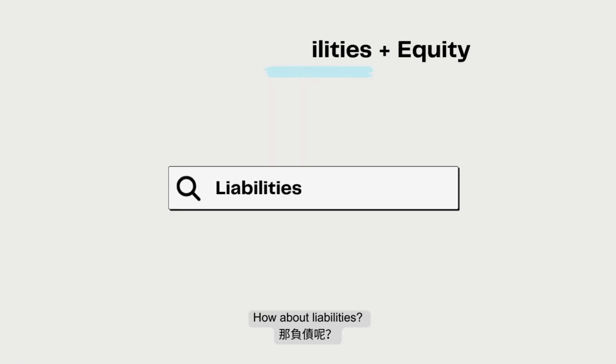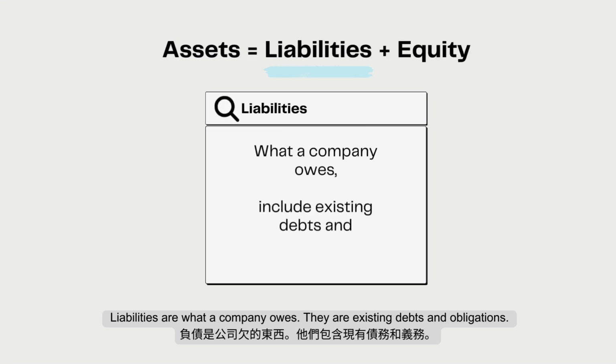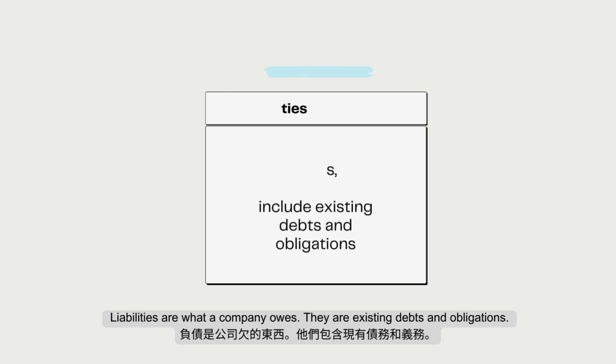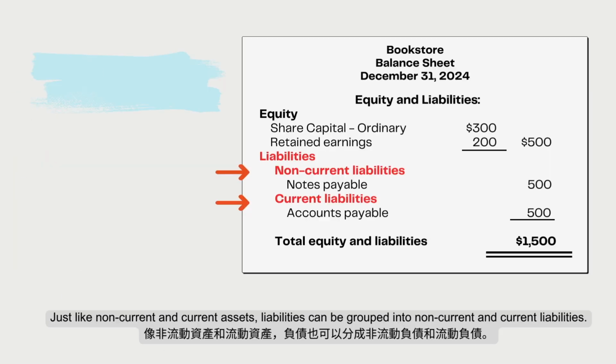How about liabilities? Liabilities are what a company owes. They are existing debts and obligations. For instance, in your bookstore, the money you borrow from a bank to open the business is a liability. The money you haven't paid for buying the equipment is another liability, usually called accounts payable.